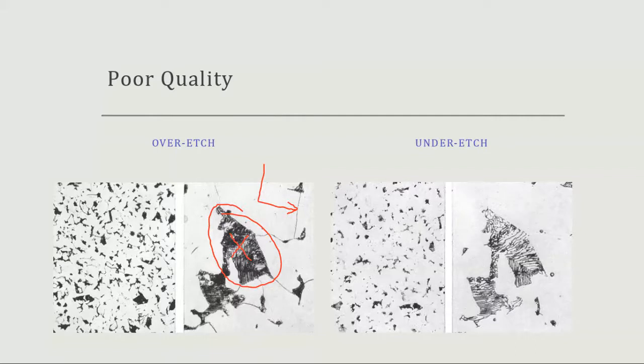Then if you under etch the sample, you get really nice perlite resolution, but where are the ferrite grain boundaries? The samples weren't etched long enough to produce those ferrite grain boundaries, which should be somewhere in here based on that previous image. Okay, so the ferrite grain boundaries are not revealed, so it's under etched.